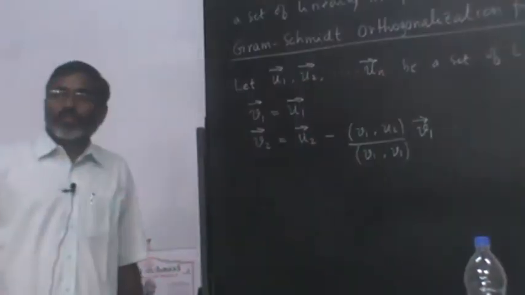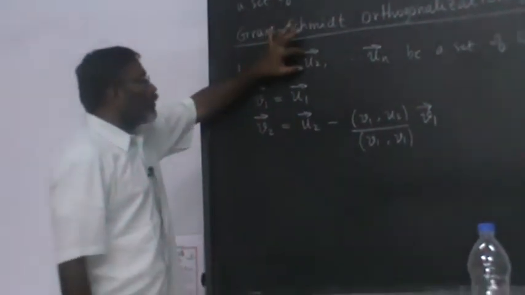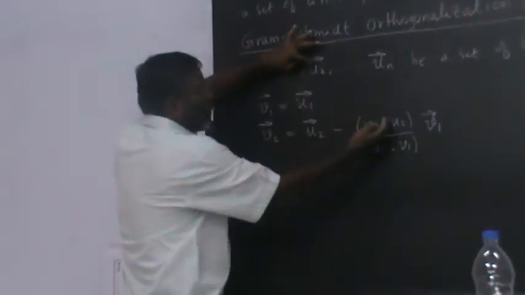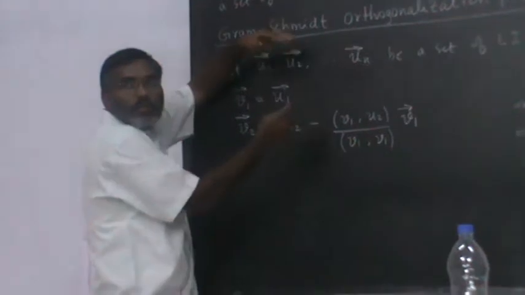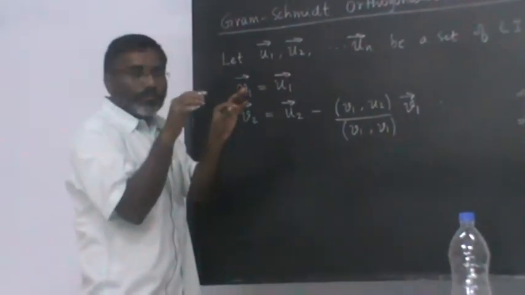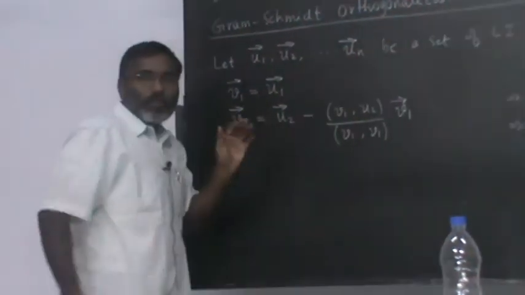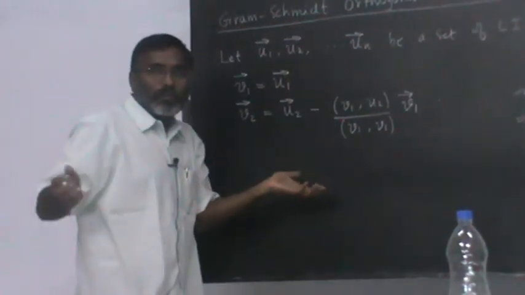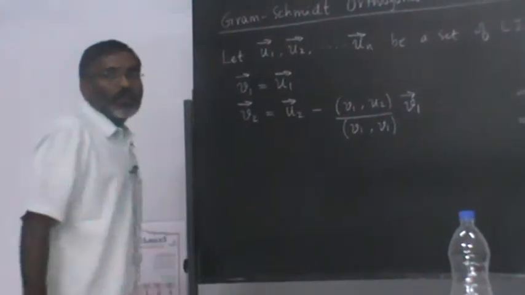So the interpretation is very simple. You have u2. What is u2 comma v1? This is the overlap of vectors u2 and v1. You subtract that overlap, then whatever remains is non-overlap, that is whatever is orthogonal. So in that sense.